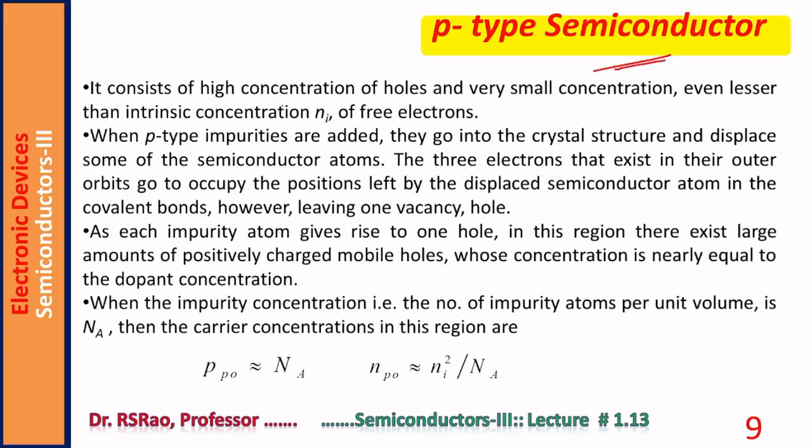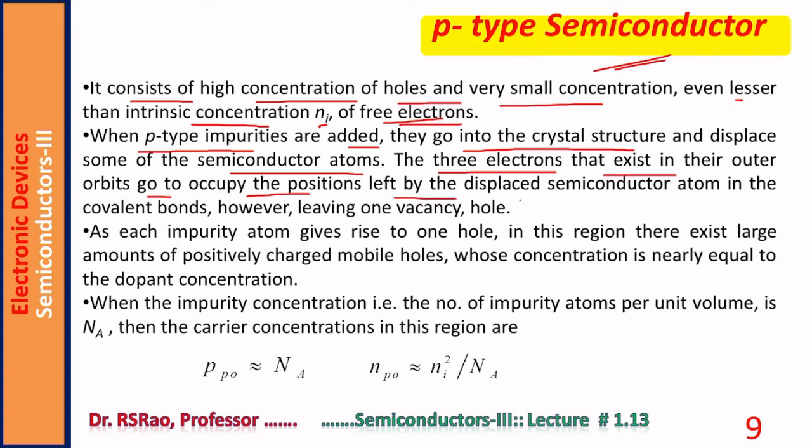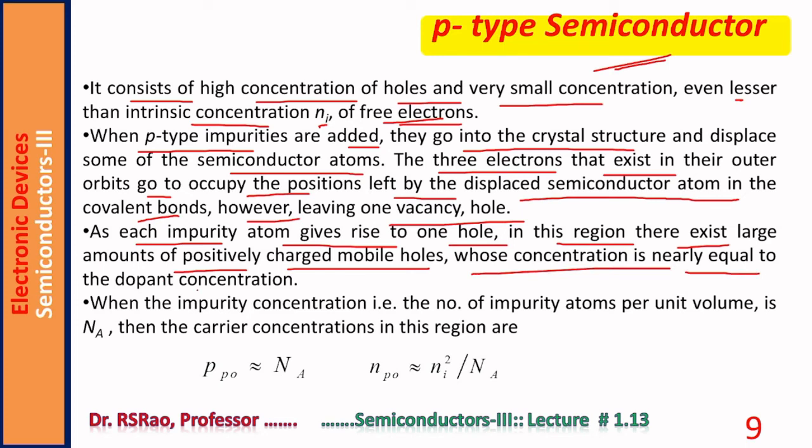Some points regarding P-type semiconductors. It consists of a high concentration of holes and a very small concentration of free electrons. Free electron concentration is even lesser than intrinsic concentration, Ni. When P-type impurities are added, they go into the crystal structure and displace some of the semiconductor atoms. The three electrons that exist in their outer orbits go to occupy the positions left by the displaced semiconductor atom in the covalent bonds, however, leaving one vacancy or hole in the bond. As each impurity atom gives rise to one hole in this region, there exist large amounts of positively charged mobile holes whose concentration is nearly equal to dopant concentration.